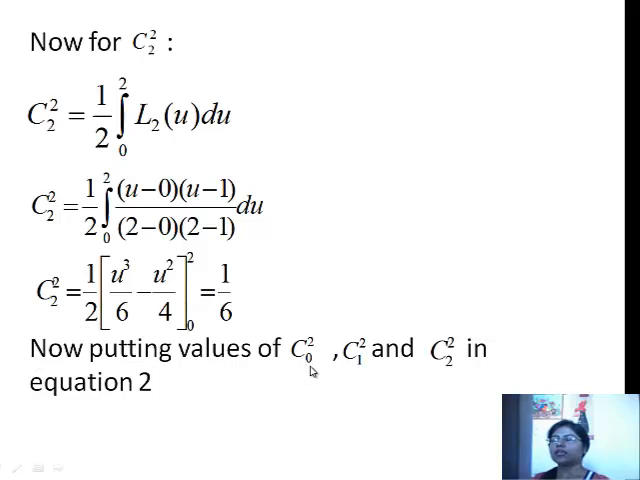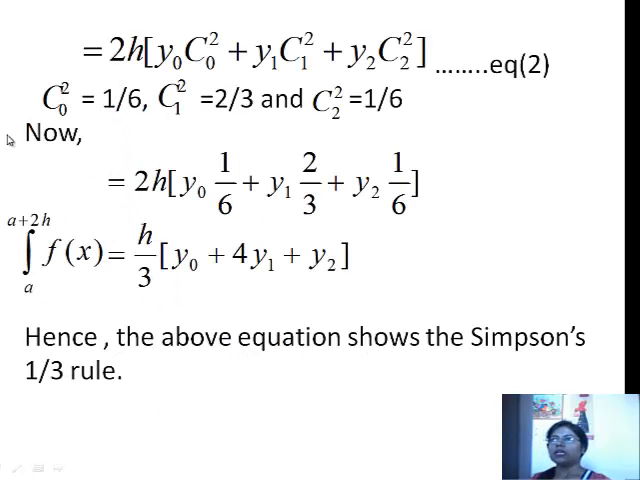And now we put the values of c0 square, c1 square and c2 square in equation 2. So we get 2h times y0 into 1 by 6 plus y1 into 2 by 3 plus y2 into 1 by 6. And the integration that we initially had, f of x from a to a plus 2h, comes out to be h by 3 times (y0 plus 4 y1 plus y2), and hence the above equation shows the Simpson's 1/3 rule.